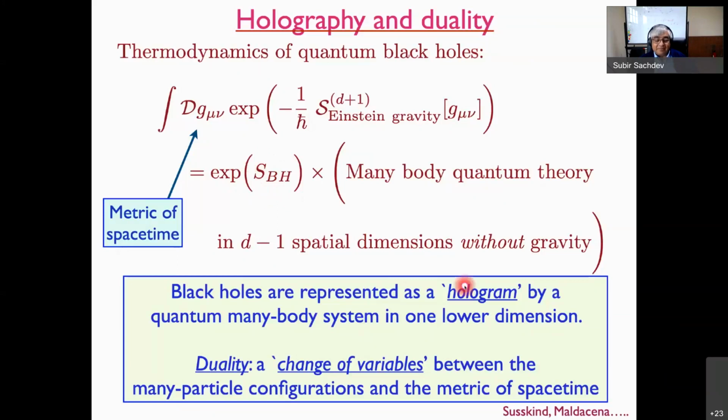And this hologram is a kind of a duality or a change of variables, where you don't integrate anymore over all of space-time, you integrate over this quantum many-body system. And then you can actually compute, in principle, all the corrections to the Bekenstein-Hawking formula, at least for supersymmetric black holes. Okay, so now today I want to argue and conclude that we can actually compute some of this for non-supersymmetric black holes, a very special type of non-supersymmetric black hole, though, which is charged.